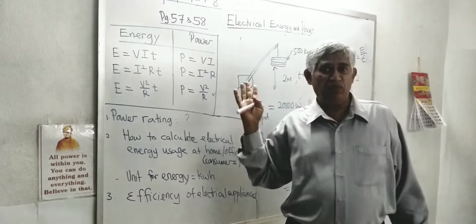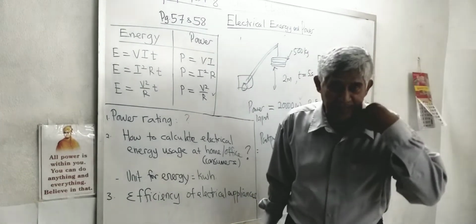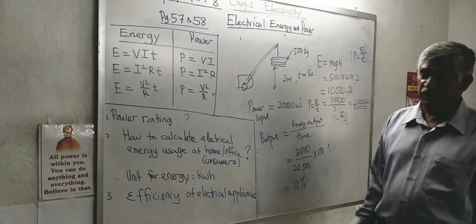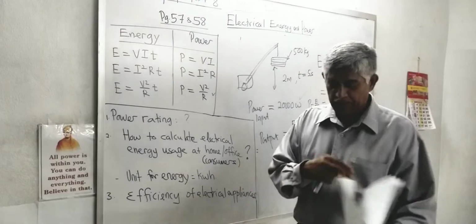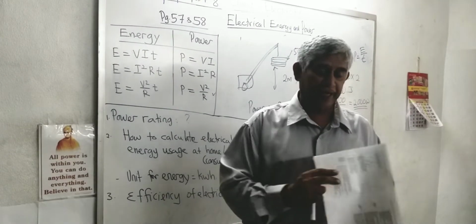You can see that when the crane works, you get a lot of sound. Then you saw there's a lot of heat there. So 90% is wasted in that form. It's only giving you 10% output. So this is how you do the calculation. Please refer to page 59 for that.